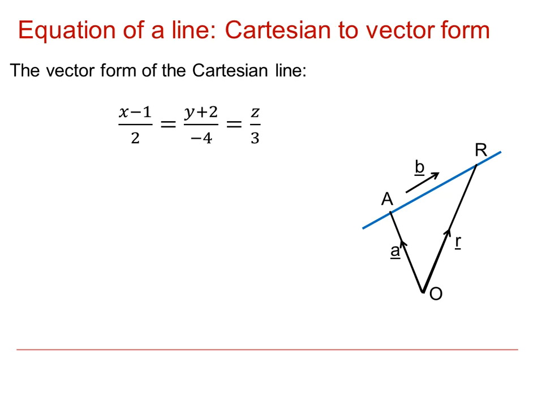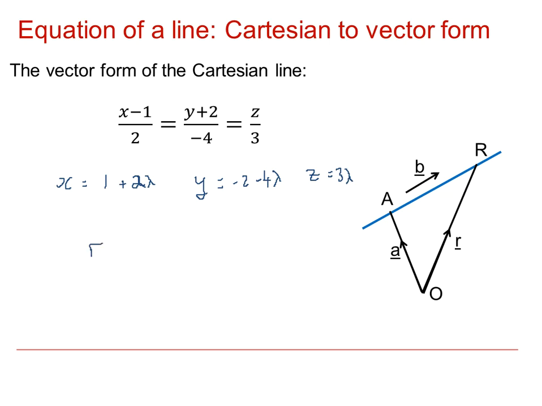Well, given a Cartesian equation, we can work backwards, use the same sort of idea. So here we can see in the first part of the expression we've got x minus a1 over d1, or putting it another way, we can say that x is equal to 1 plus 2 lambda, y is equal to negative 2 minus 4 lambda, and finally z is equal to 3 lambda.